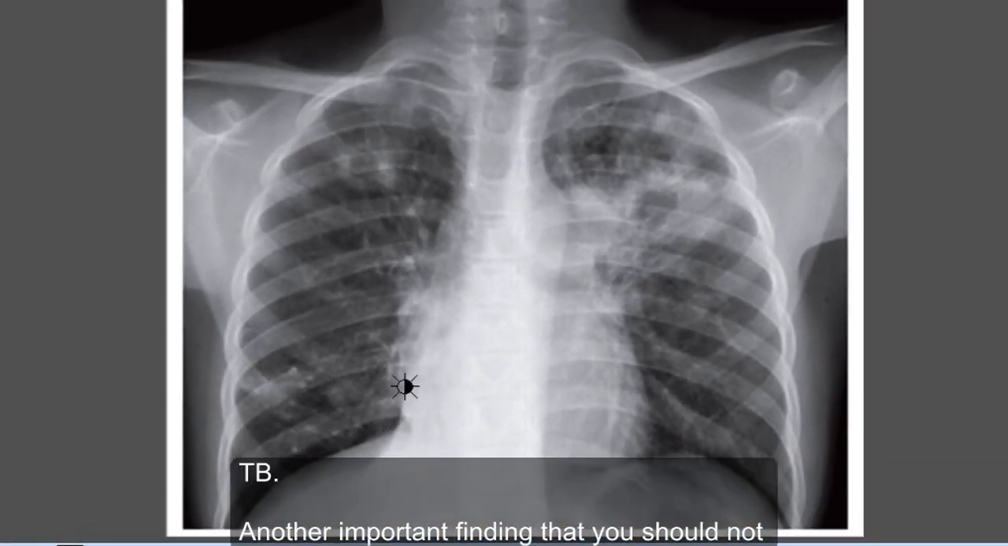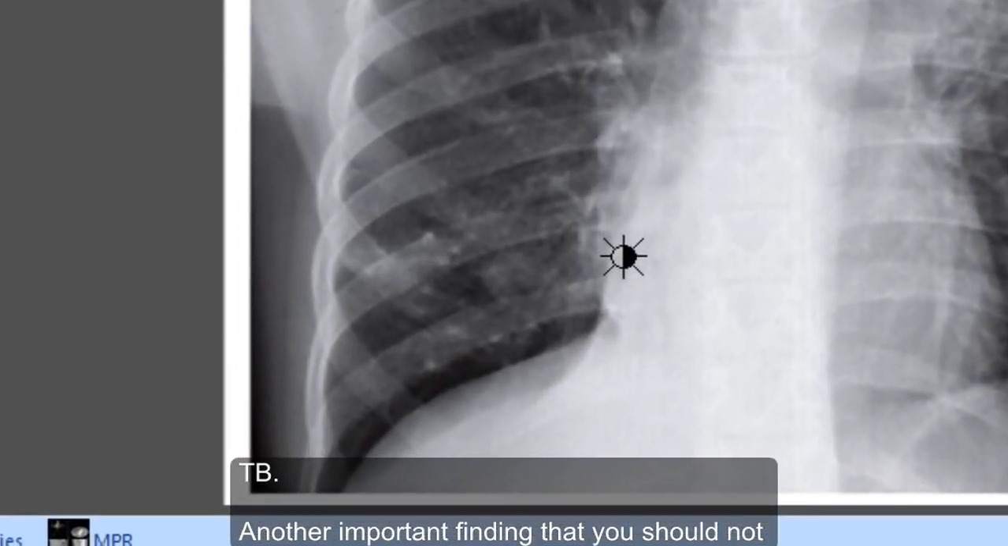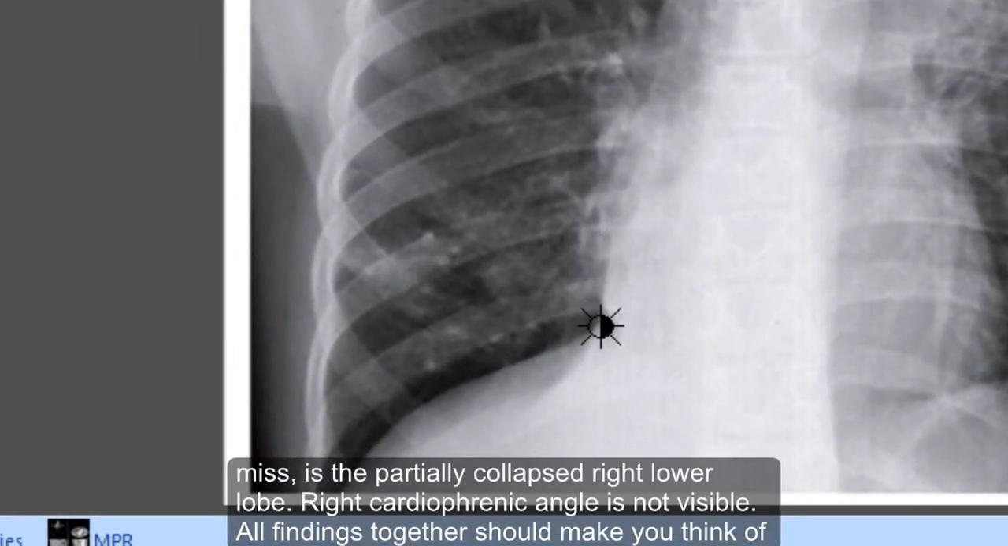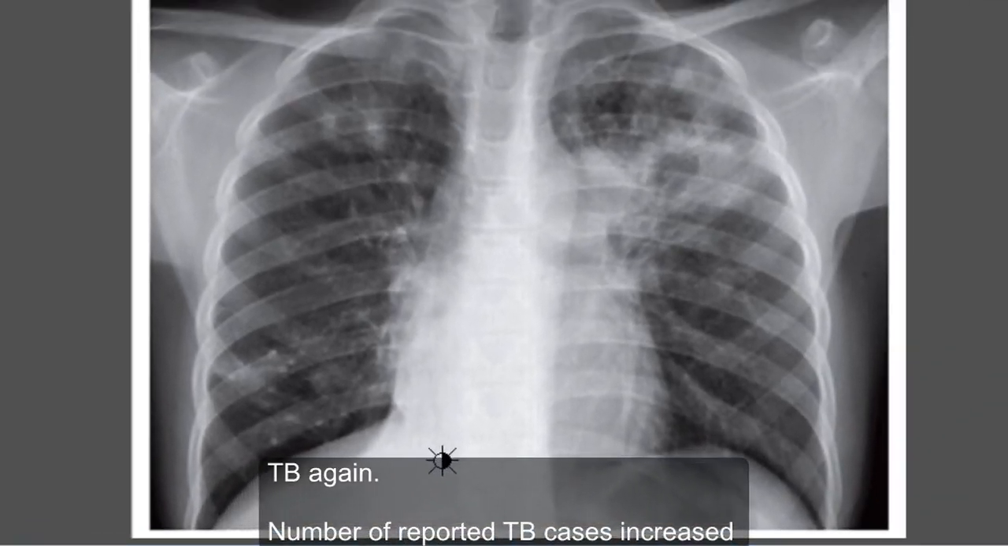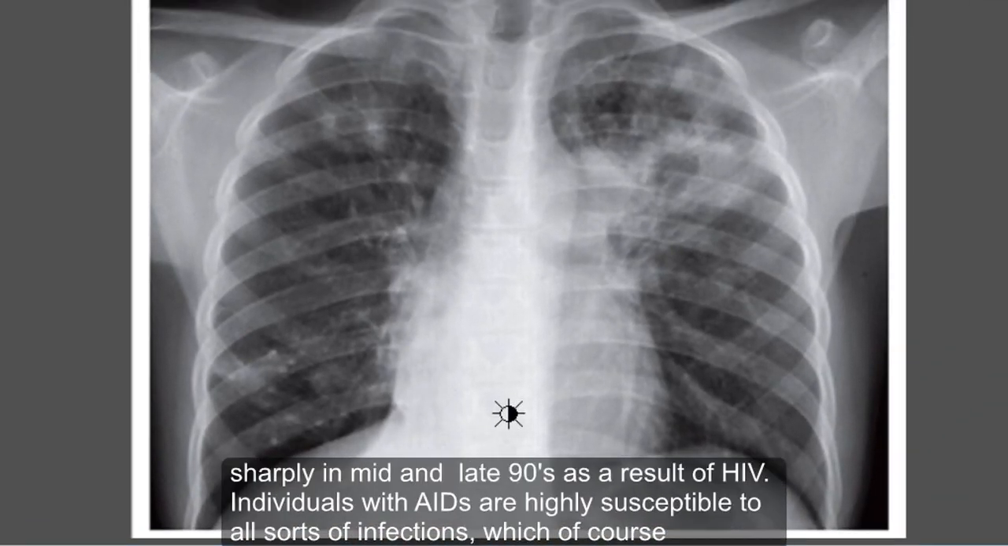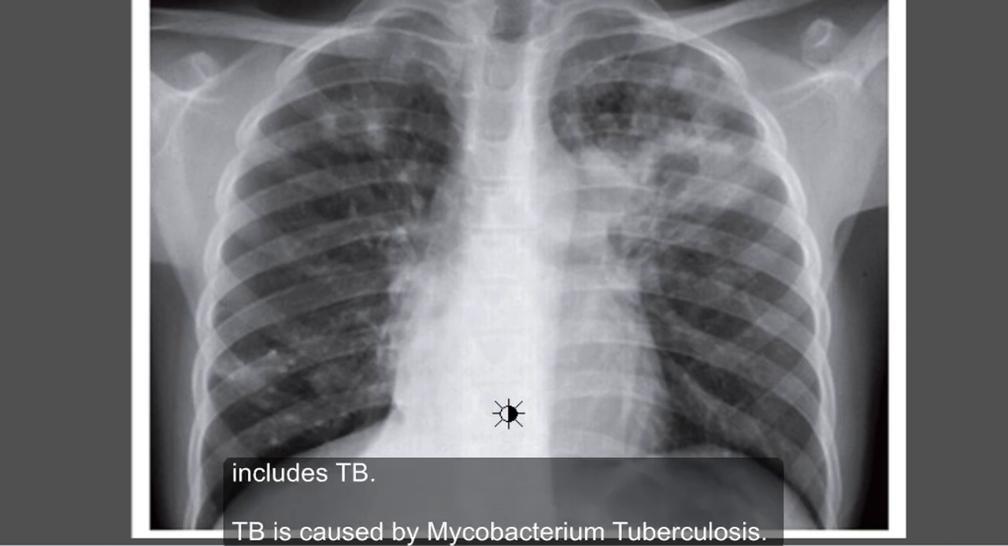Another finding that you should not miss is the partially collapsed right lower lobe. Right cardiophrenic angle is not visible. All findings together should make you think of TB again. A number of reported TB cases increased sharply in mid and late 90s as a result of HIV. Individuals with AIDS are highly susceptible to all sorts of infections, which of course include TB.